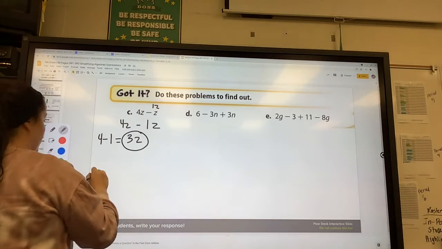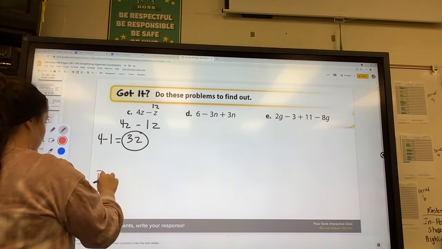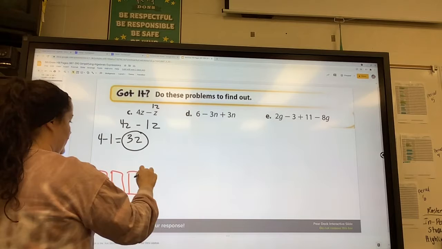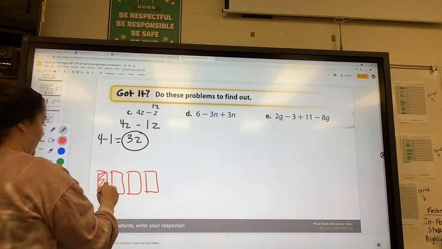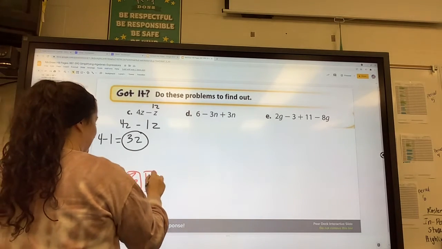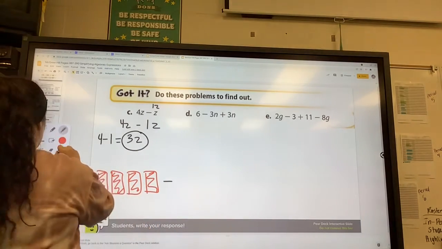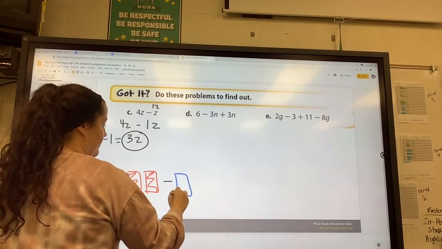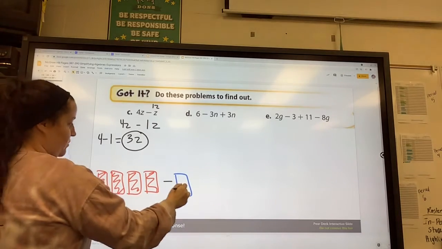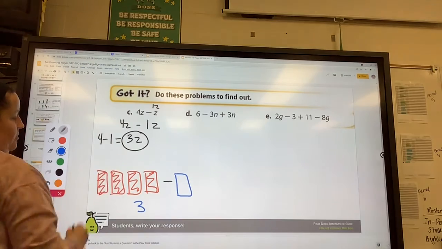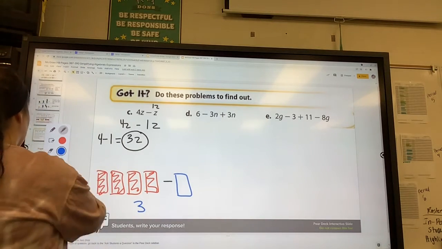Think of it as you have 4 z's represented by rectangles. There are 4 of them, right? 4 positive rectangles, and you are subtracting a negative, right? So that'd be 4 minus 1. So there would still be 3 blocks, right? 3 variables, okay?